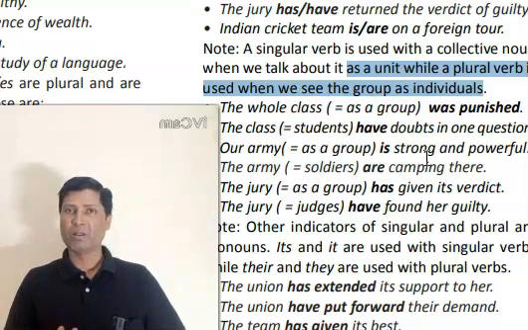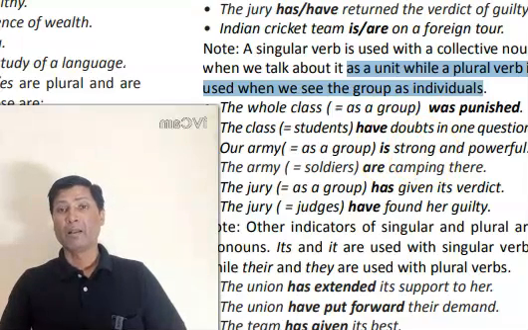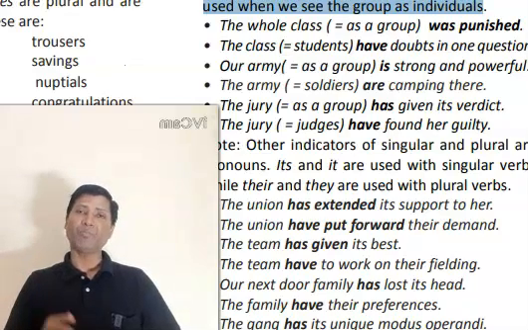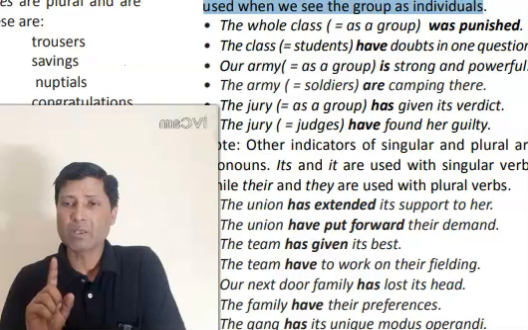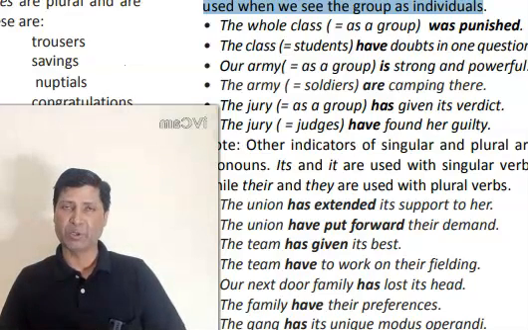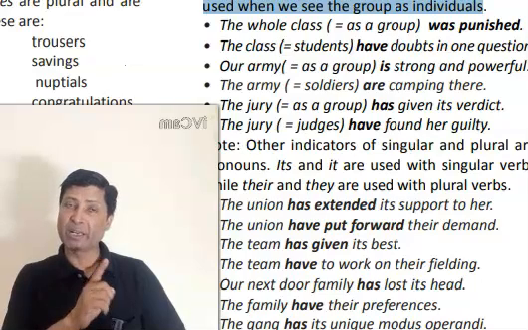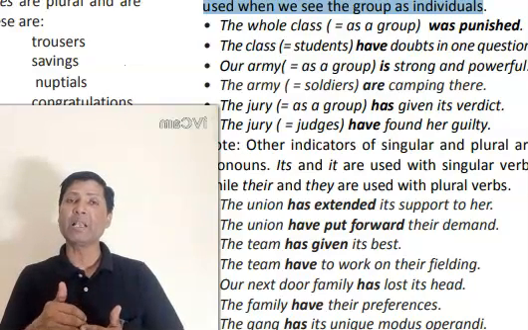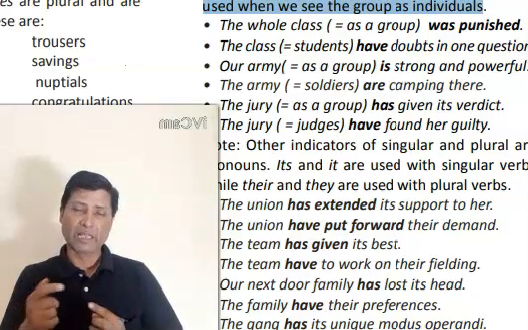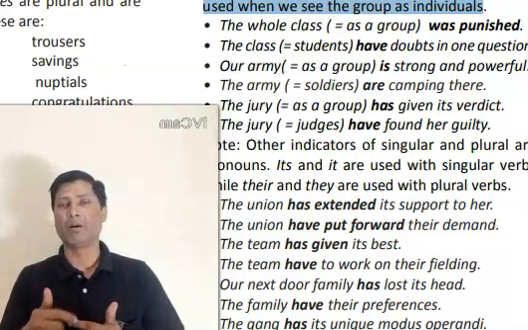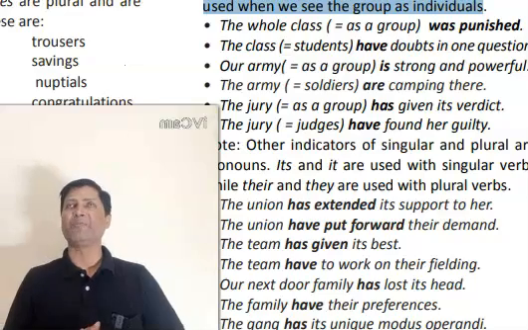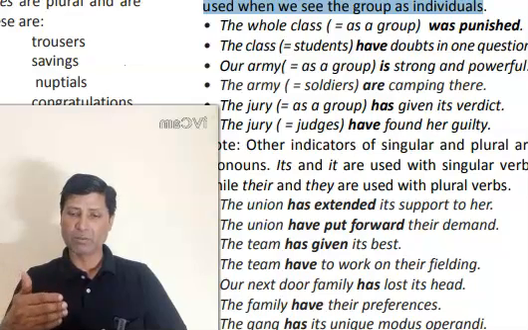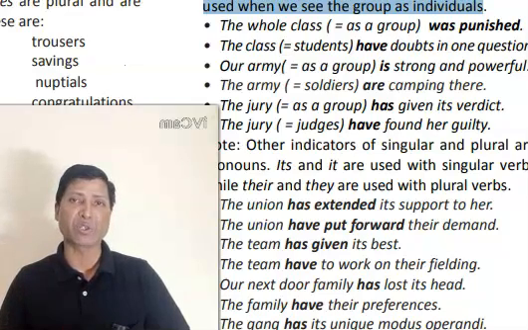Hope it has helped you. Another indicator for singular or plural is the pronoun used. If you are using a singular pronoun like it and its, it means you have treated that collective noun as a singular noun. And when you are using they, a plural pronoun, that means you are using it as a plural noun. For example, the jury. This question is often asked in examinations.